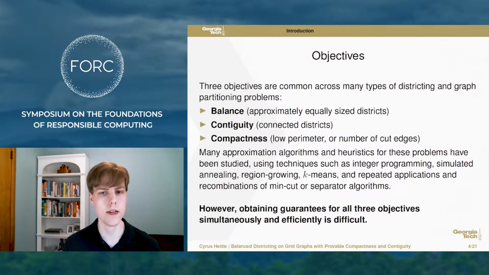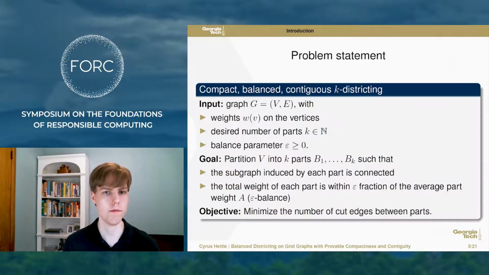And across all these many applications, there are three objectives that are particularly common and that we would like to study. First, there's balance. A district should be approximately equally sized or have equal population or equal workload. They should be contiguous, one connected piece, and they should be compact. There are many metrics for this, but we'll focus on low perimeter or a low number of cut edges. As we'll see, there are many approximation algorithms and heuristics for these, but obtaining guarantees for all three objectives simultaneously and efficiently is a difficult problem.